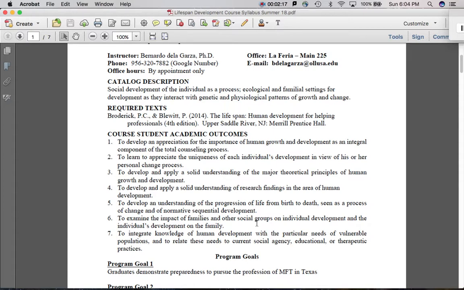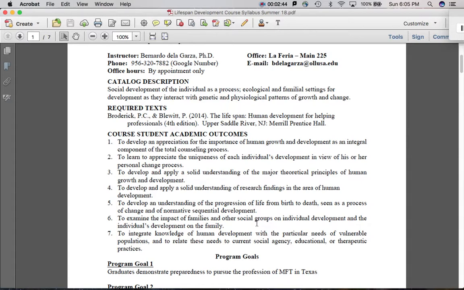Number 5, to develop an understanding of the progression of life from birth to death, seen as a process of change and a normative sequential development. Number 6, to examine the impact of families and other social groups on individual development and the individual's development on the family. And number 7, to integrate knowledge of human development with the particular needs of vulnerable populations and to relate these needs to current social agencies, educational, and therapeutic practices.